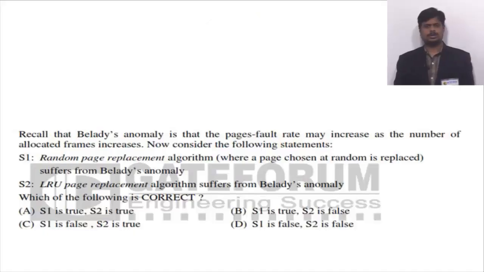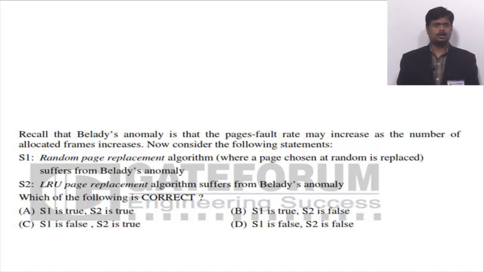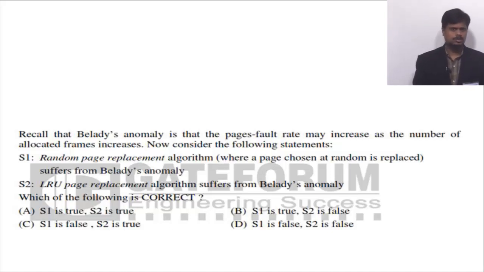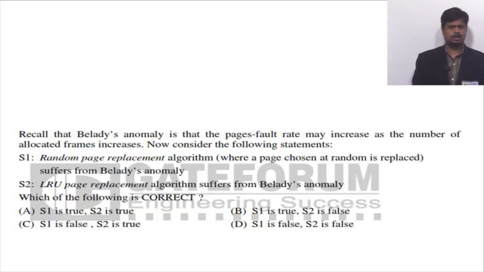Thank you. This question is from the GATE 2017 Set 1 question paper, and it belongs to operating systems. Coming to the question statement: recall that Belady's anomaly is that the page fault rate may increase as the number of allocated frames increases. Now consider the following statements. Statement 1: the random page replacement algorithm, where a page chosen at random is replaced, suffers from Belady's anomaly. Statement 2: the LRU page replacement algorithm suffers from Belady's anomaly. Which of the following is correct?